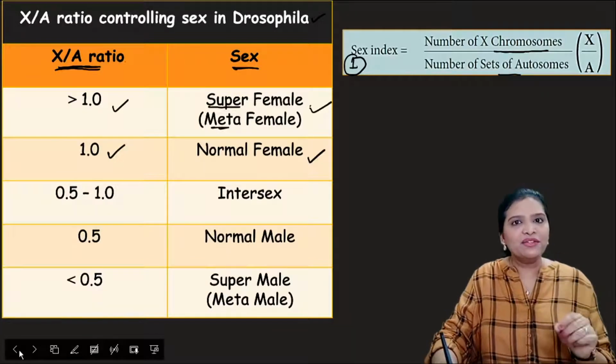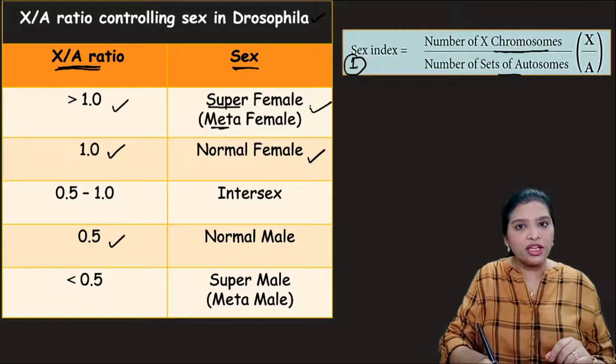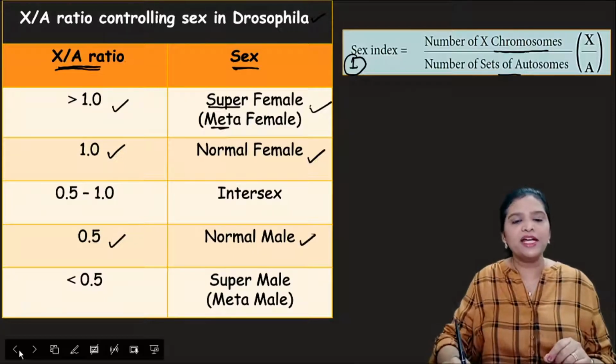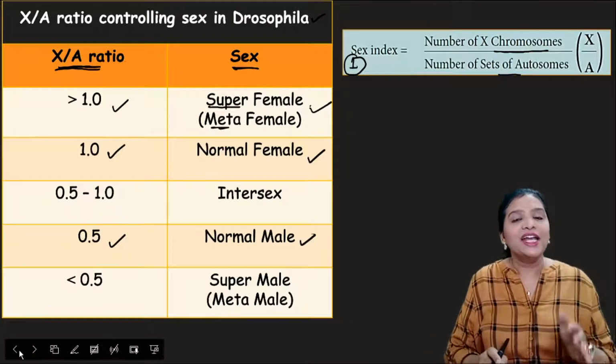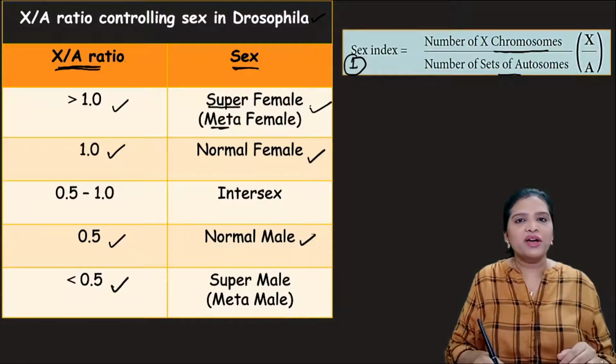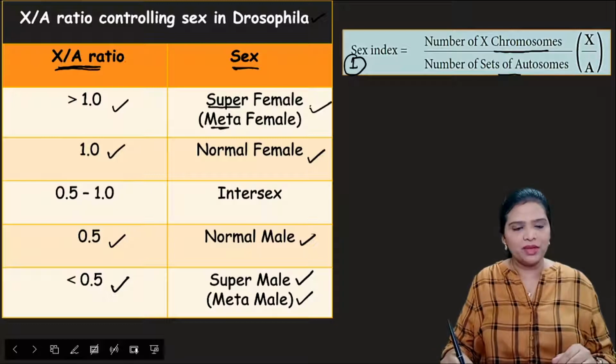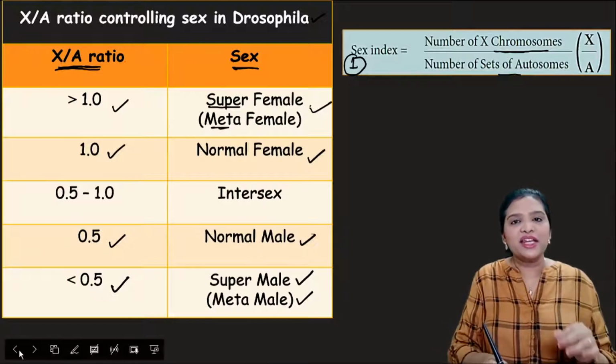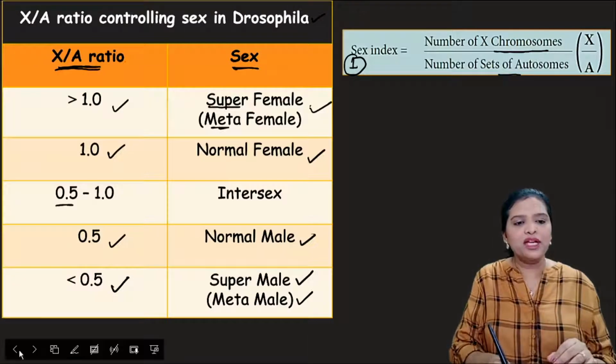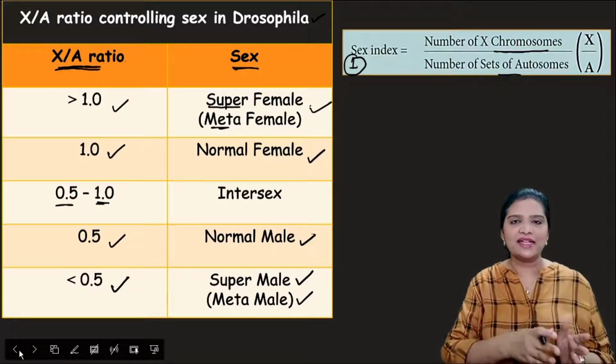Right. If the sex index ratio is 0.5, then the organism will be a normal male. Got it? If the ratio is less than 0.5, then that organism is called a super male or a meta male. Suppose the ratio is in between 0.5 and 1, then the organism is neither a male nor a female.